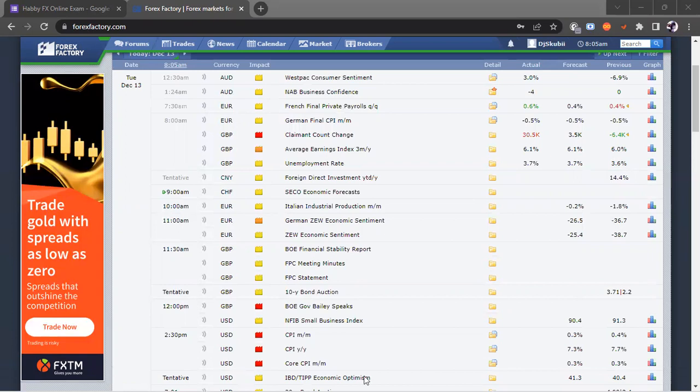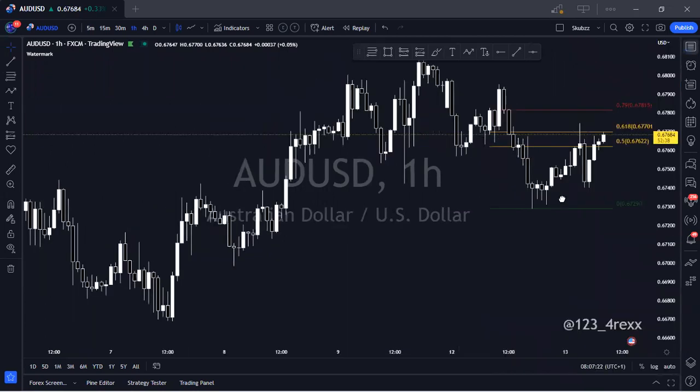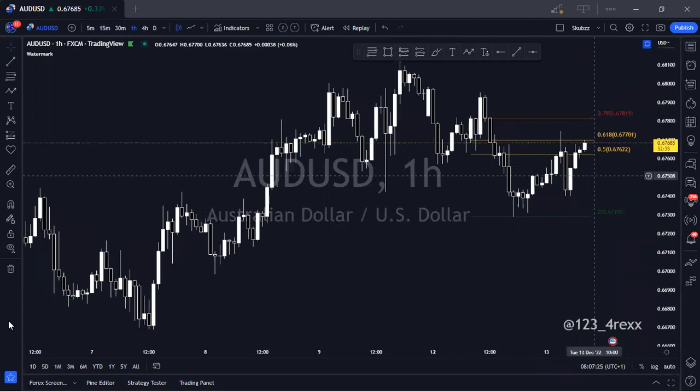Let's jump on our charts. If you look at my pairs, I actually reduced them to two now. I am tired of GBP USD and Euro USD, so I've just allowed only NZD USD and AUD USD. Now let's analyze this.